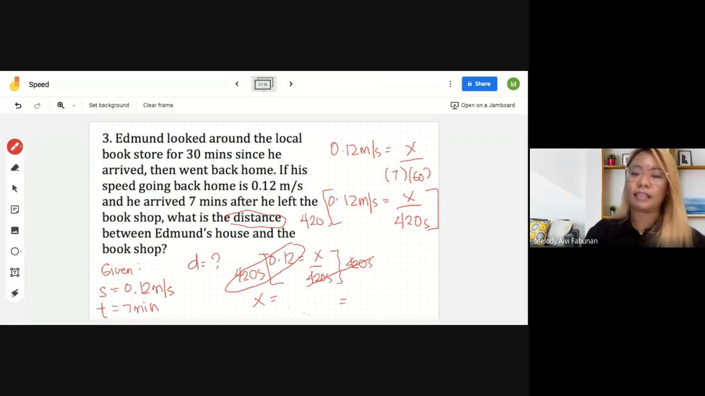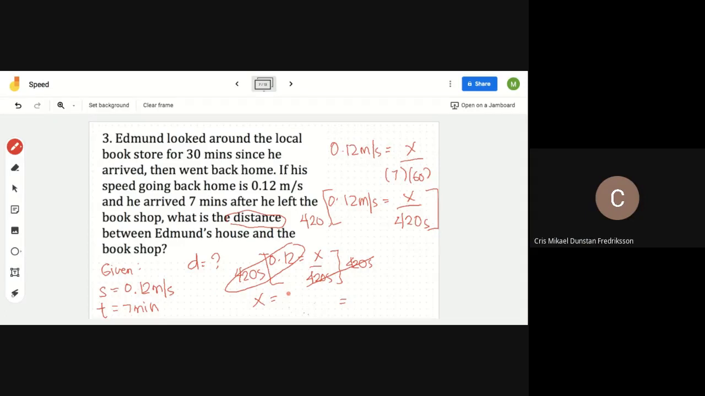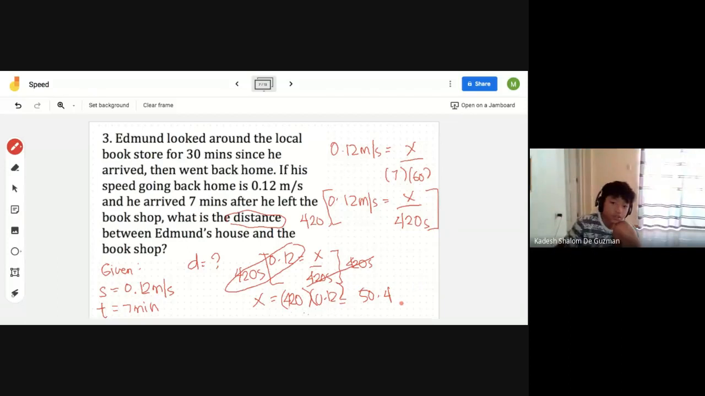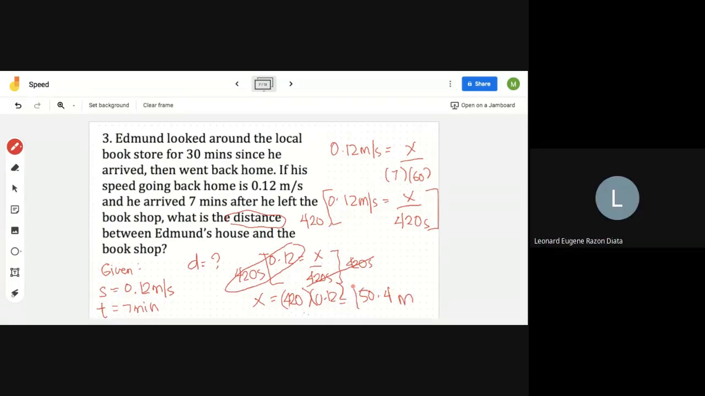So 420 seconds multiplied by 0.12 is 50.4. Okay. So, 50.4. 420 multiplied by 0.12. So now we have 50.4. And what's the unit? Meters. Okay? Meters.